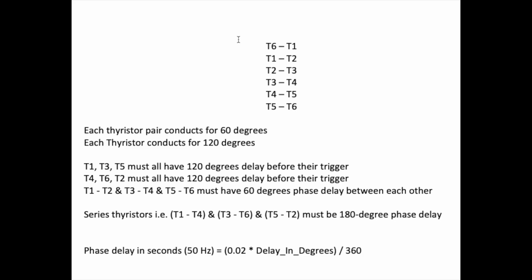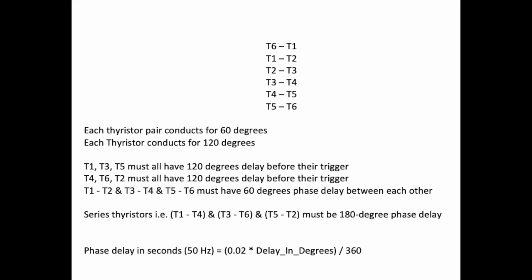And so how we'll design this 6 pulse generator is, you will need each thyristor pair to conduct for 60, and each thyristor conducts for 120 degrees. And so all the thyristors that are on the same side, so T1, T3 and T5, must all have 120 degrees phase delay before their trigger. So the phase delay between T1 and T3 must be 120. The phase delay between T3 and T5 must be 120. The phase delay between T5 and T1 must be 120. Now similarly, T4, T6 and T2 must all have 120 degrees as well.